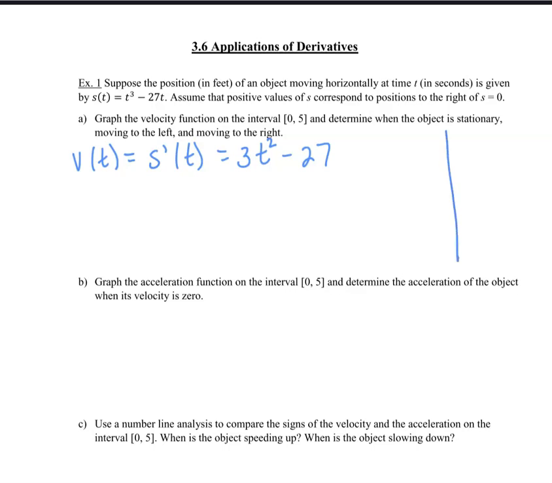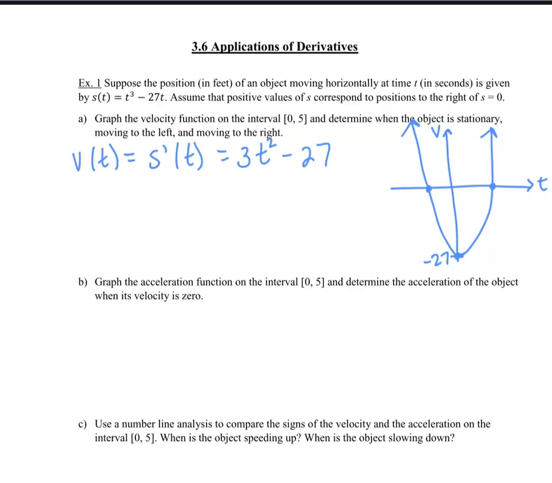If you want to make a quick sketch on your paper here, we'll just kind of exaggerate the graph. We'll put negative 27 down here. And then it's going to open up like this. Be sure to label your graph. This is V, this is T. And we have a t-intercept over here and over here.